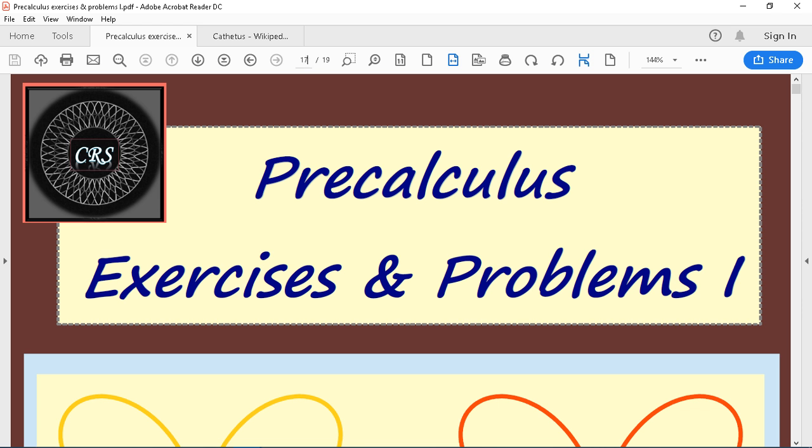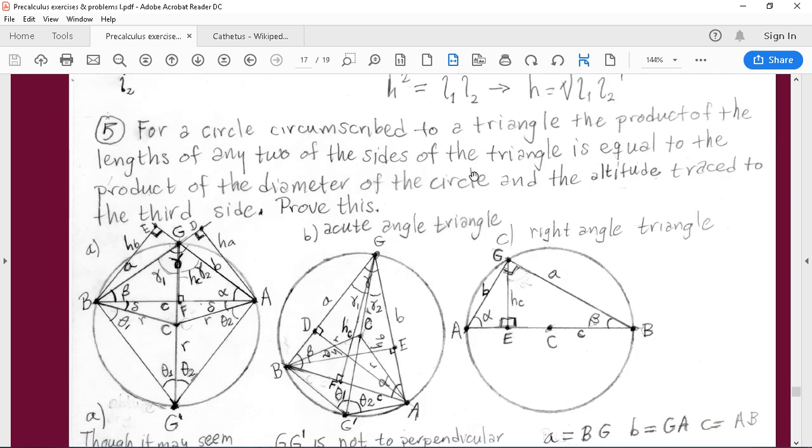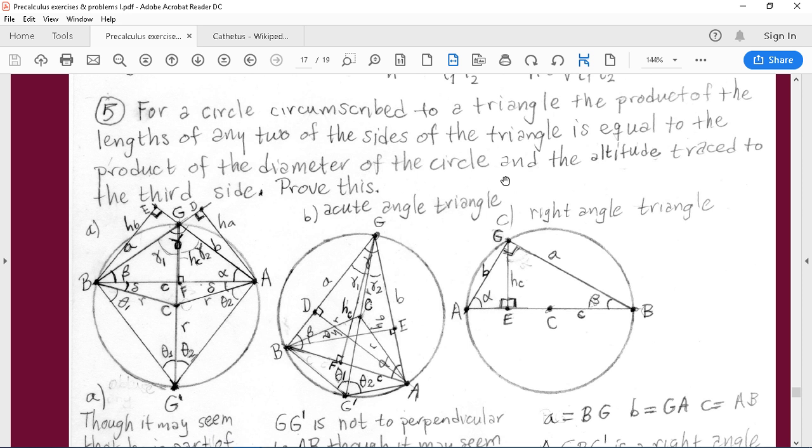We're going to continue with our pre-calculus problems. In this case, we're going to work on a geometry problem. It says the following: for a circle circumscribed to a triangle, the product of the lengths of any two of the sides of the triangle is equal to the product of the diameter of the circle and the altitude traced to the third side. Prove this.